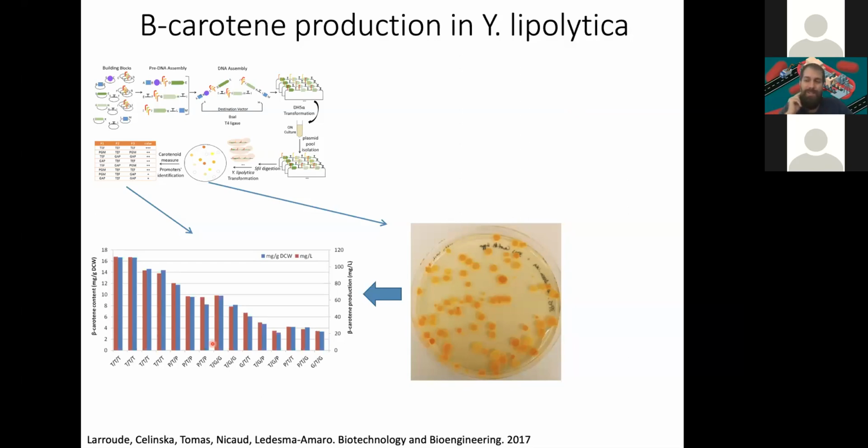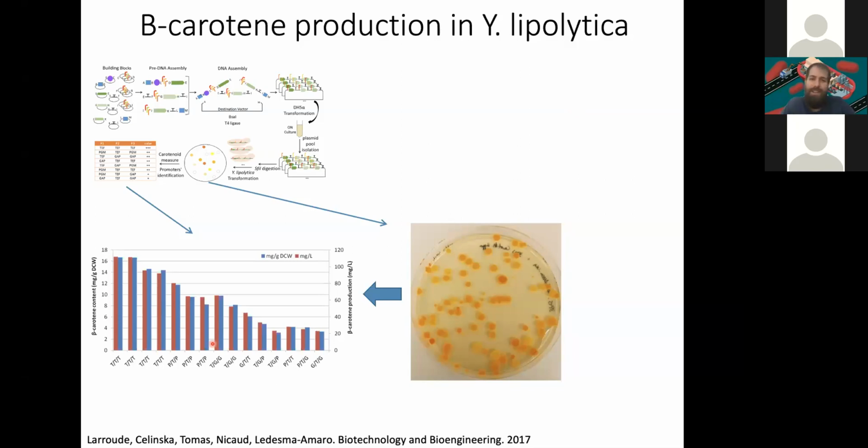Okay. So the main thing you've seen is that it's more of a combinatorial thing, rather than having just one strong promoter that does everything. Is that the main takeaway?